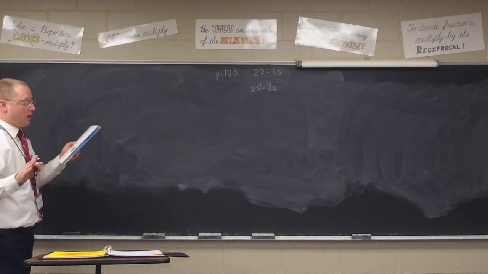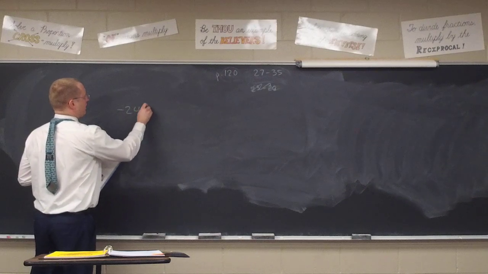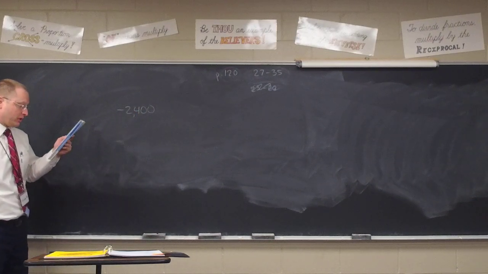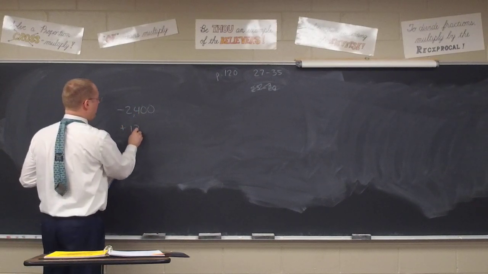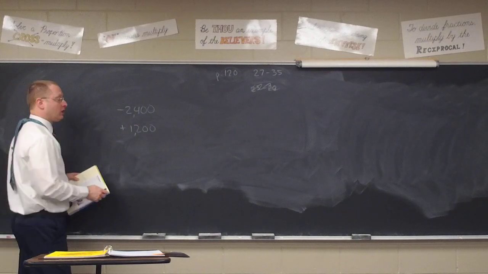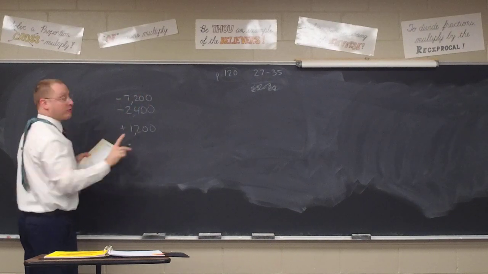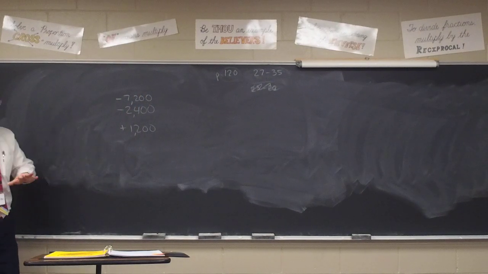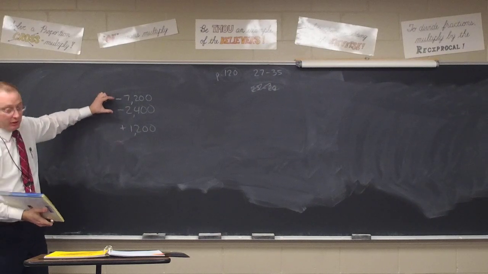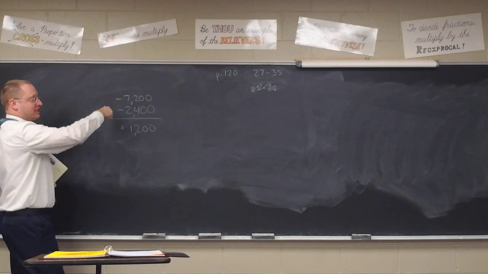So this guy did not do well on his investments, because it says he had a loss of $2,400 on investment A. So let's make that a negative $2,400. It says he had a gain of $1,200 on investment B, and then another loss on his third investment. I'm going to put this out of order. I'm going to use the commutative property to put the negatives together. How much total loss did he have on his first and third investments, class?